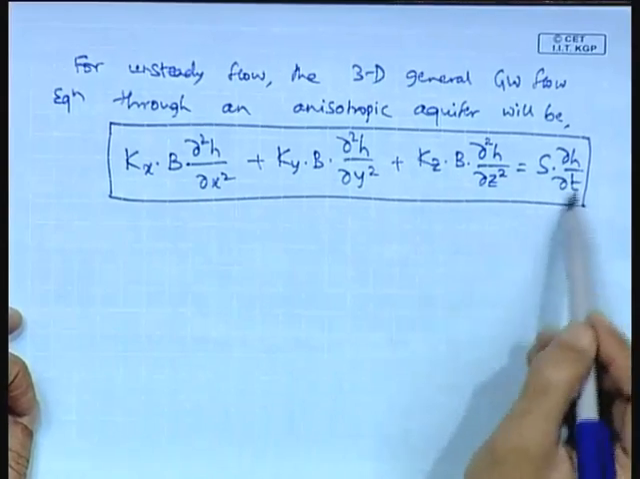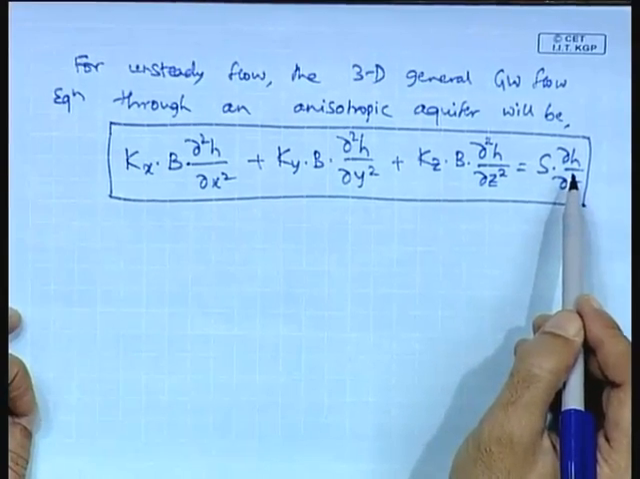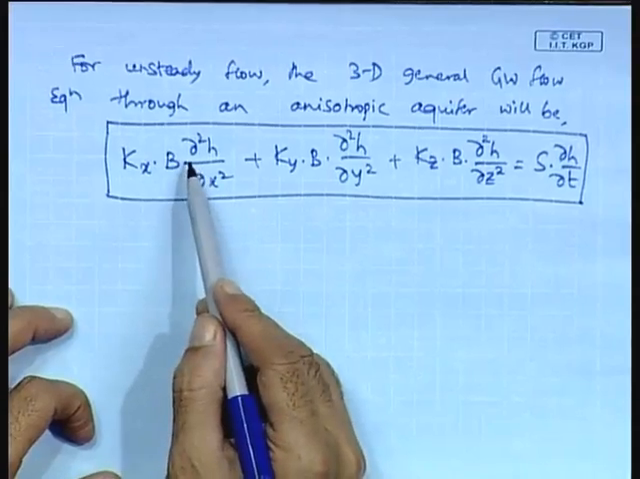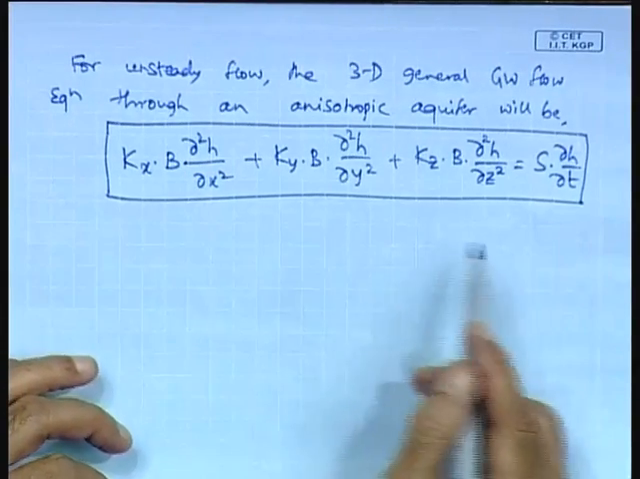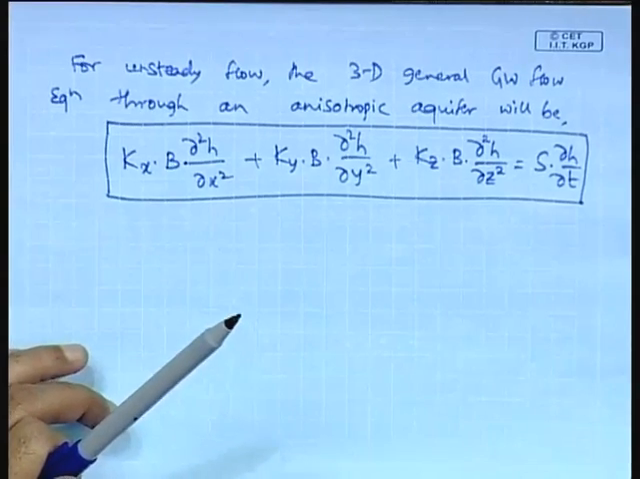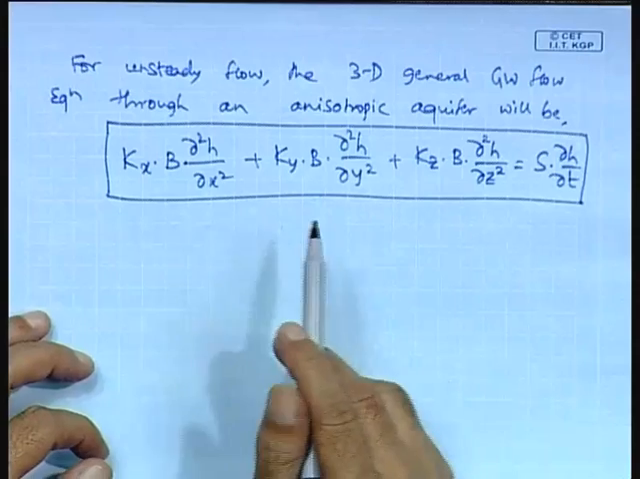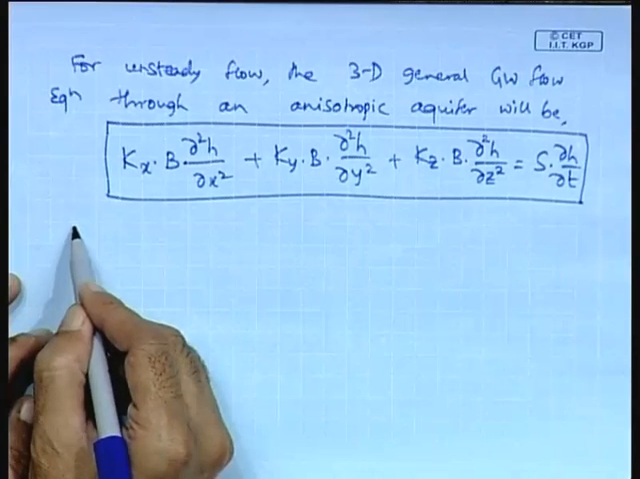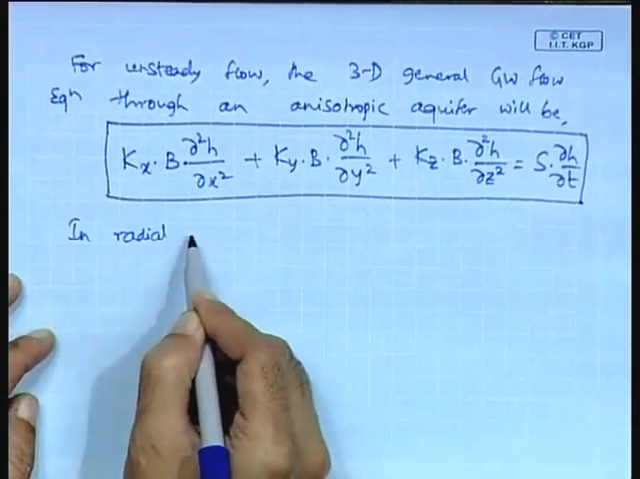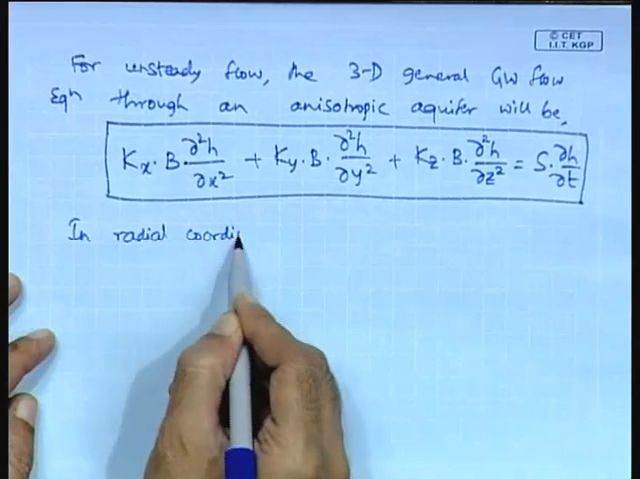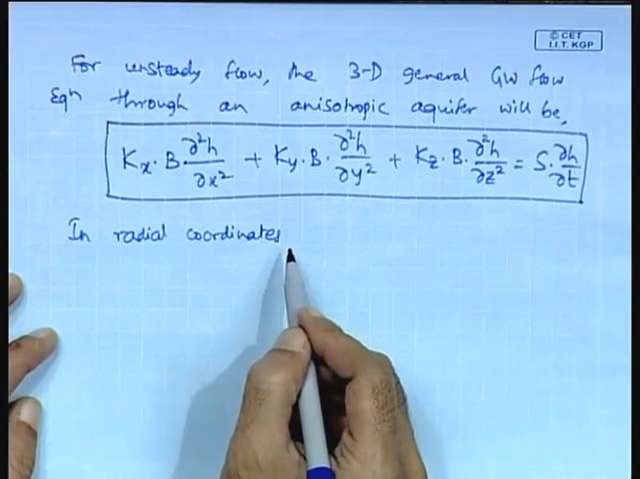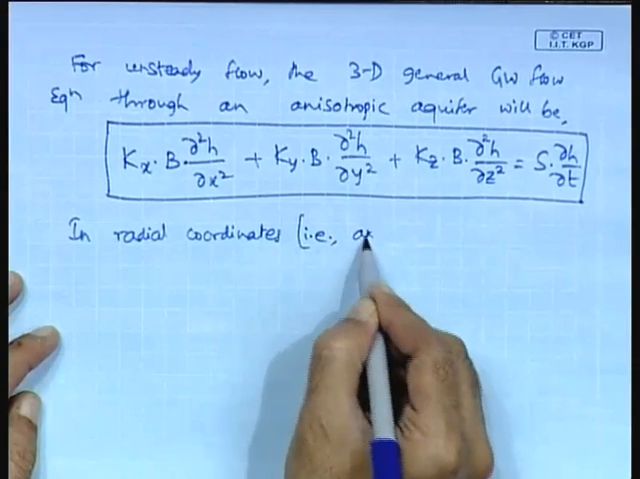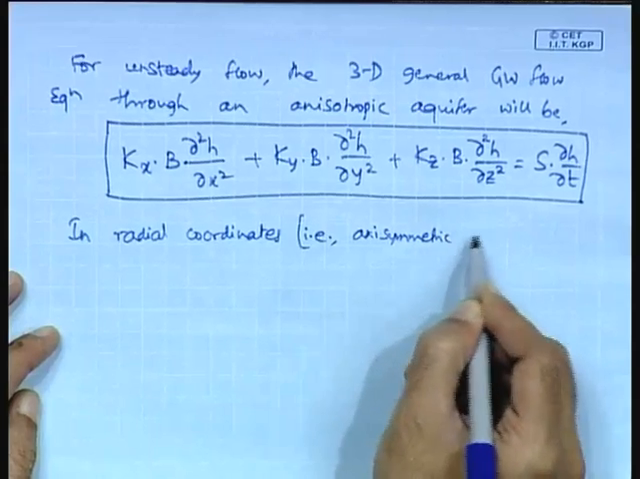And when the flow becomes steady, the right hand side term becomes 0, and if the aquifer is isotropic, in that case Kx is equal to Ky is equal to Kz, and it will be the Laplace equation. So therefore, this is how the general groundwater flow equation varies. Now the same expression, say in radial coordinates, that is axis symmetric groundwater flow.